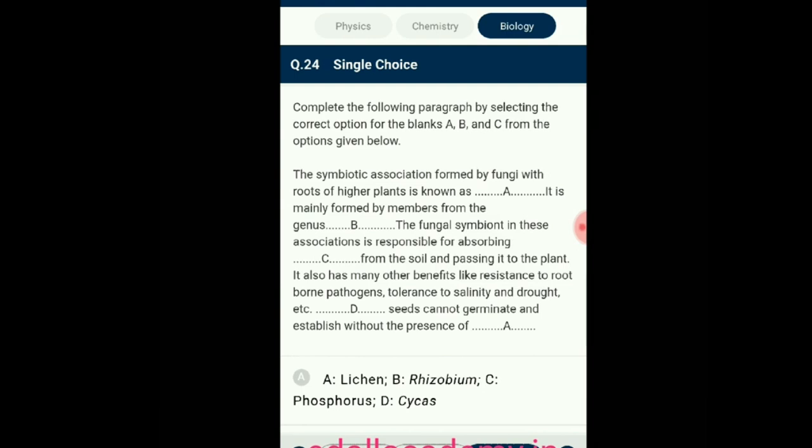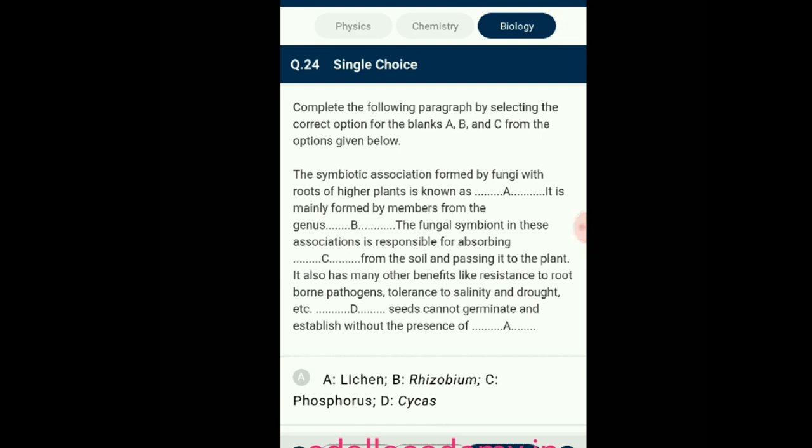Question number 24. Complete the statement by selecting the correct options for the blanks A, B and C from the options given below. Mycorrhiza is the symbiotic association formed by fungi with the roots of higher plants. Many members from the genus Glomus form this association.